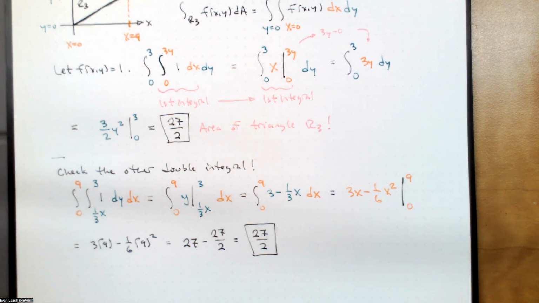Still the area of the triangle R3. If we got something different here, one of them is wrong. It could be that both of them are wrong, but if we get different values for our two double integrals, one of them has to be wrong. But that does not preclude that both are wrong. Does that make sense? And definitely don't just average the two numbers and say that's the answer. That answer's got to be somewhere in the middle.